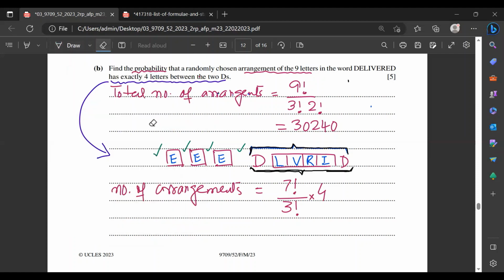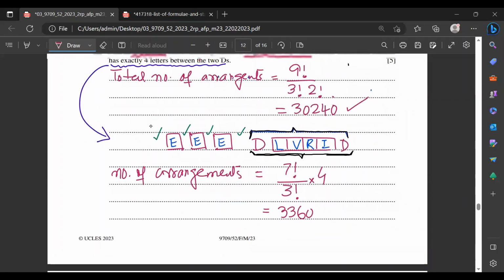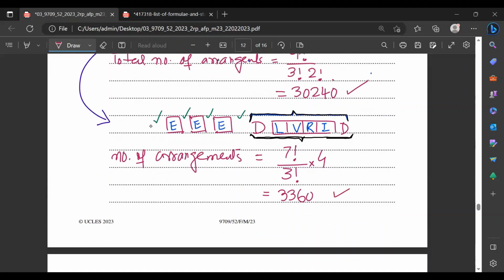There are 4 positions. And when you simplify, it is 7 factorial divided by 3 factorial, times 4, which is 3360. So 3360 is the number of arrangements satisfying the given condition, while the total number of arrangements with no condition on the 9 letters of the word DELIVERED is larger.